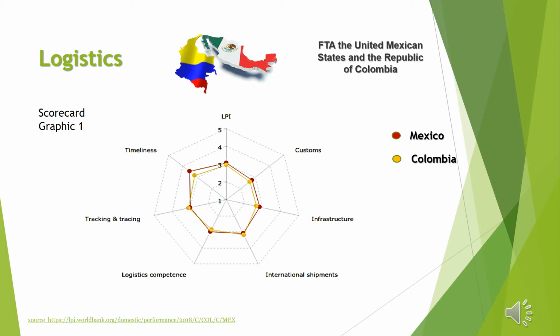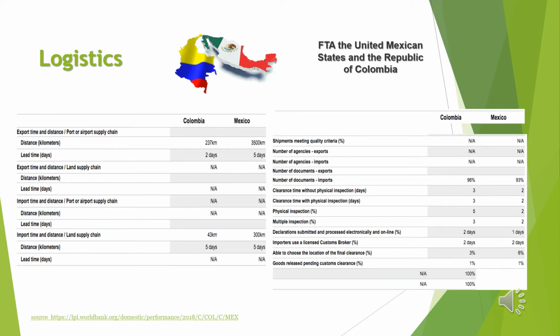This kind of situation suggests that not everything is going to be exactly the same for both countries. That's the result. Then the free trade. This is the comparison between Colombia and Mexico: how are the logistics and the numbers?